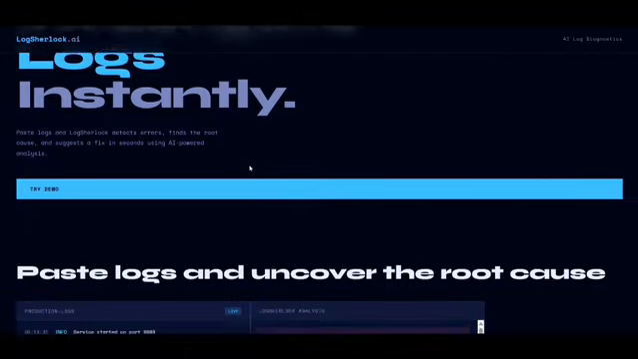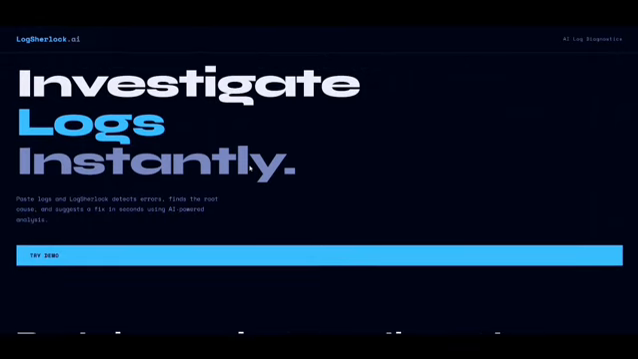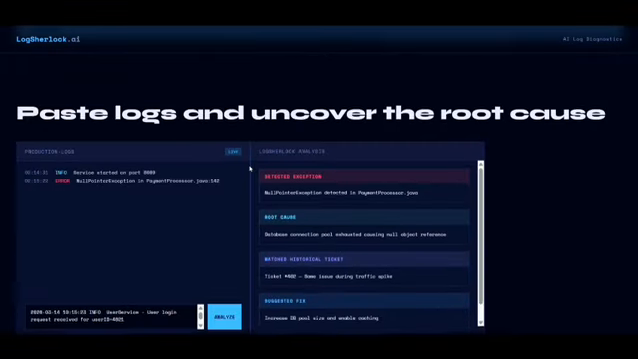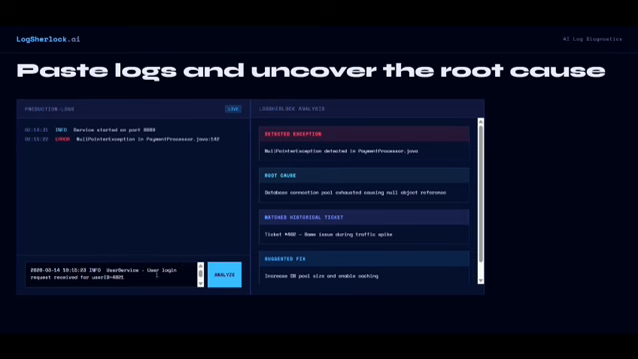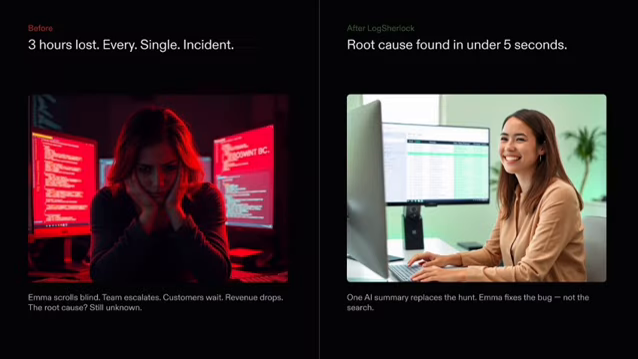With LogSherlock, teams can reduce mean time to resolution by up to 50%. Engineers spend less time debugging and more time building. Before LogSherlock, Emma, a backend engineer, had to manually go through thousands of log lines whenever a system failed. Hours were spent searching for the real issue, while users kept waiting for a fix.